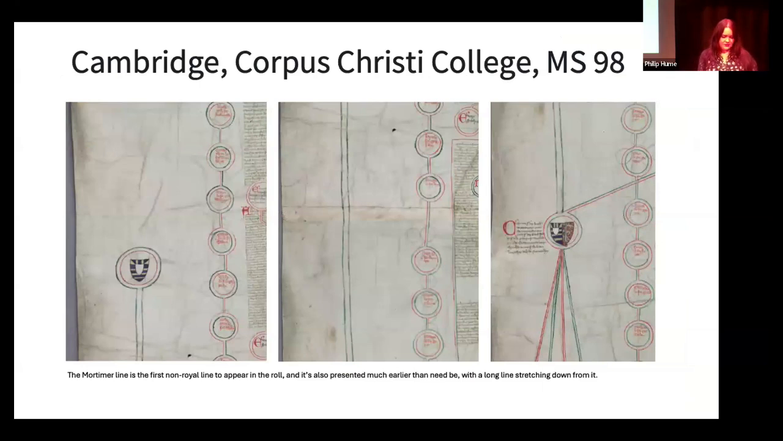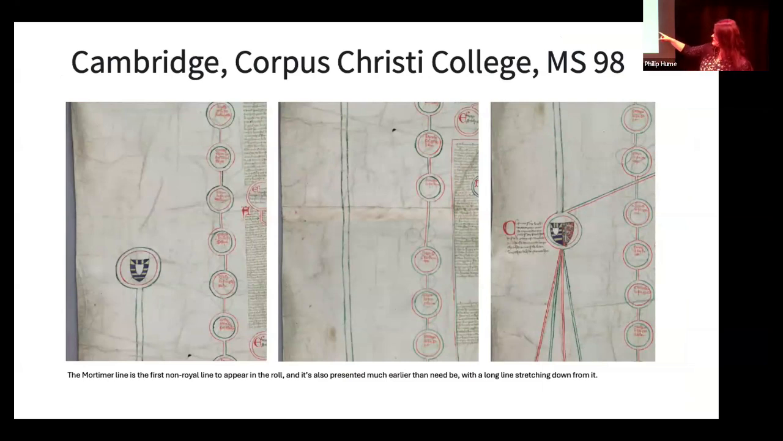Also from 1470, this one known to be from 1470 based on the decoration and the style. Corpus Christi manuscript 98. This one also includes the Mortimers very clearly, and they are actually the first non-royal line to be included in this manuscript. And I think this one's quite interesting because they appear much earlier than seems to be necessary.